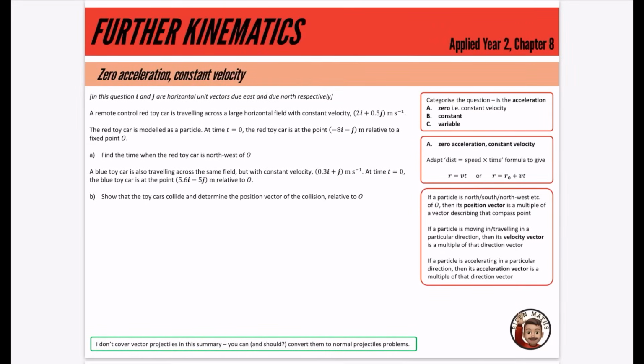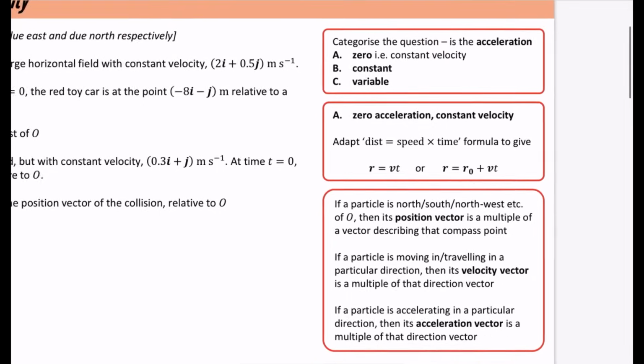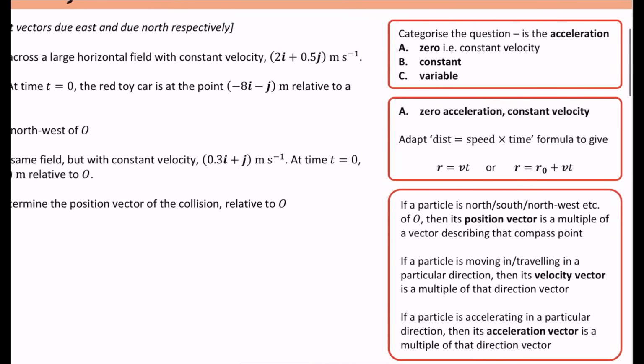Okay, we are on to the very final chapter now of Applied Year 2, Chapter 8. This is Further Kinematics, and it's basically everything to do with movement. That's what kinematics means here. We did some of this in Year 1 with the constant acceleration formulae and variable acceleration. We returned to it in Year 2, and it's mostly vectors, but I'll tell you some of the other parts that pop up as well.